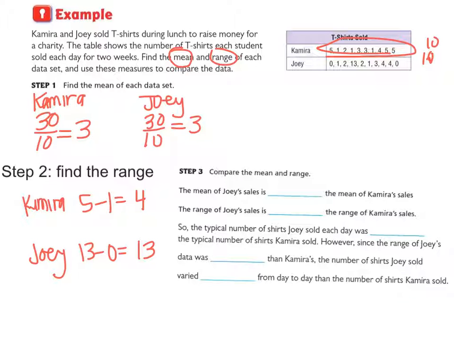So as you're looking at this, you can see that Kamira's sales were mostly pretty close. She didn't have a very big spread. But Joey, he had some really high days and some really low days. It was very different.